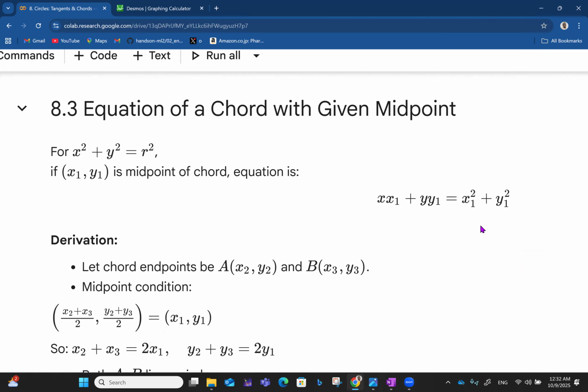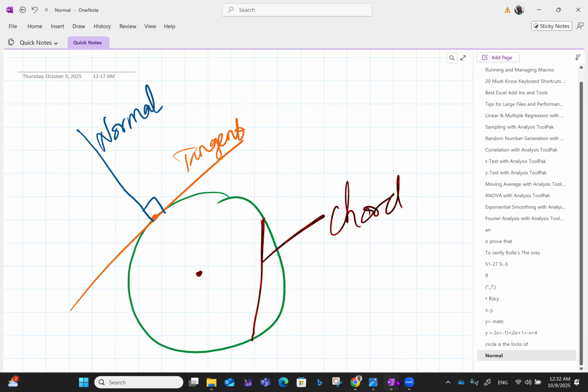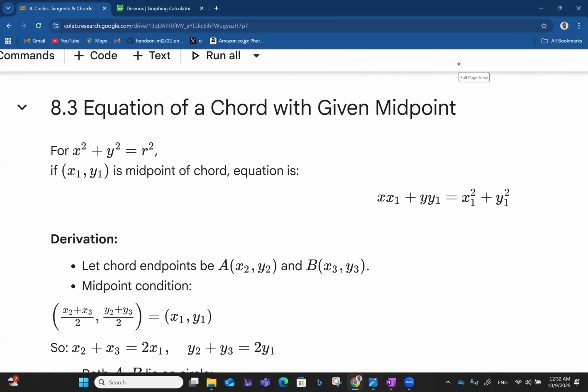Okay. Then we can talk about the equation of a chord with a given midpoint. Just like you have here, imagine that we now have a midpoint around here. So you are given this midpoint, say x1, y1. If (x1, y1) is the midpoint of the chord, the equation is x x1 plus y y1 equals x1 squared plus y1 squared. For a chord, instead of just r squared, now we have x1 squared plus y1 squared.